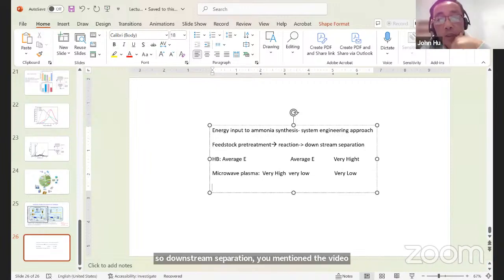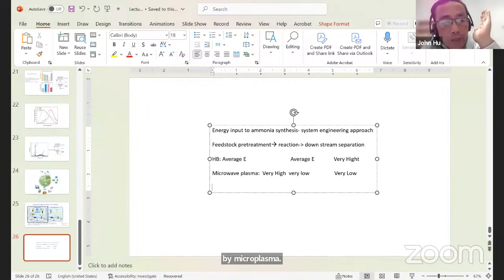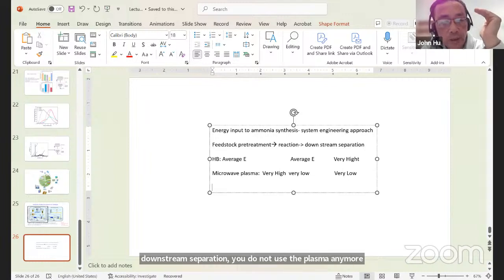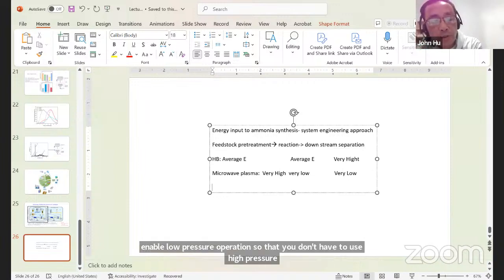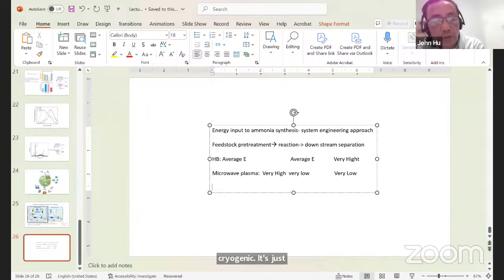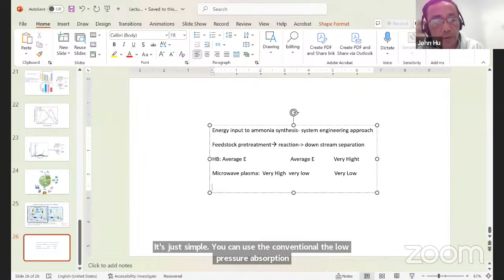Yeah, because microwave plasma is a process. Downstream separation, you do not use the plasma anymore because you are using the adsorption technology. Downstream separation has nothing to do with the microwave plasma. Microwave plasma just enables low pressure operation so that you don't have to use high pressure cryogenic. Downstream separation is just simple. You can use the conventional, low pressure adsorption. You follow me? Yes, sir.